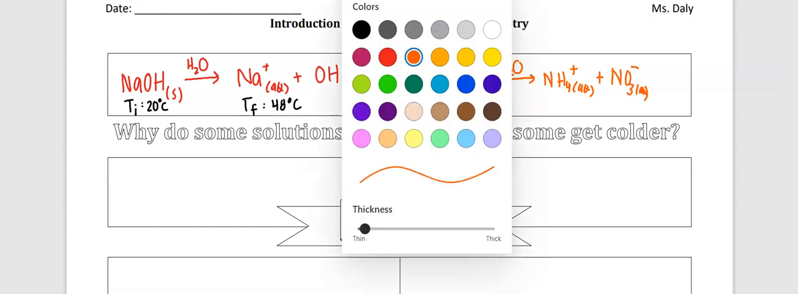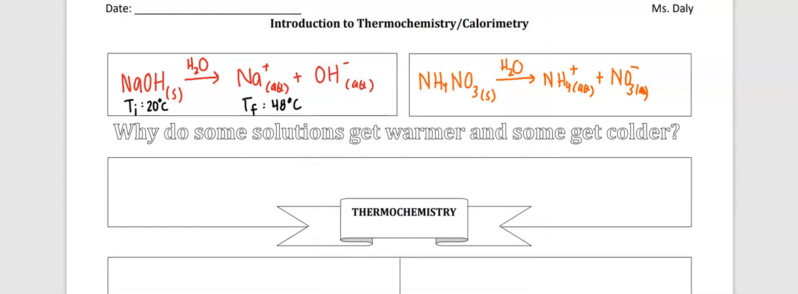And we again dissolved that into water, and we produced ammonium ions, NH4 plus aqueous, and nitrate ions, NO3 minus aqueous. And I want to record, again, our temperature change. So our initial temperature of the water was 20 degrees Celsius, and our final temperature was 8 degrees Celsius. So the question here is, why do certain solutions become warmer when the salt is added versus why do some get colder? And this leads me into defining what is thermochemistry.